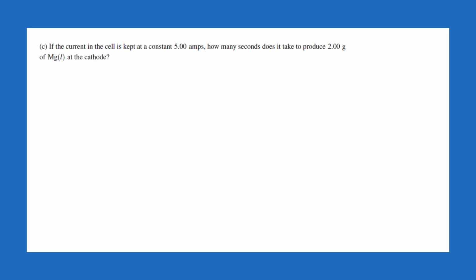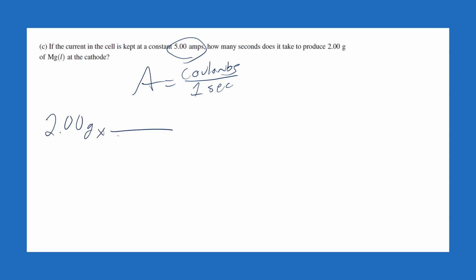And then the last part of this question, if the current is kept at a constant 5 amps, how many seconds does it take to produce 2 grams of magnesium at the cathode? So amps you should know is equal to coulombs per second. The equation is I = Q/T, but I think it's much more useful for you to remember it like this because it actually gives you the units that you need to calculate the amps, or vice versa. So let's start out with the grams. Anytime you see grams, you should change grams to moles using the molar mass of magnesium.